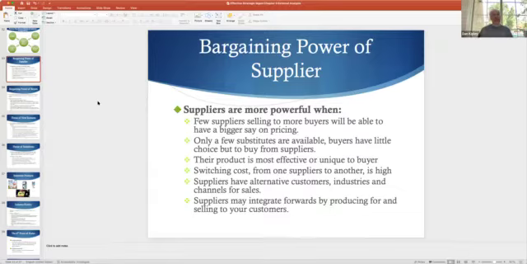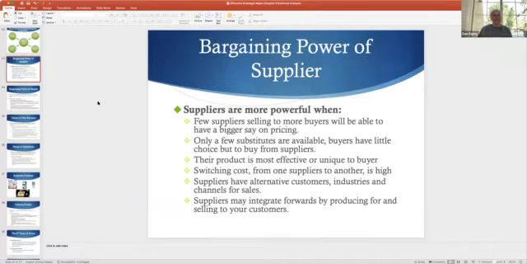The second one here, there are only a few substitutes that are available to you as the buyer instead of using that supplier's product or service. So you really have little choice than to buy from that supplier. When that exists, that's giving that supplier much more power. They know that you have few options in getting supplies for what you need to make your product.